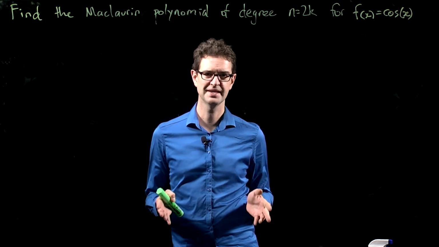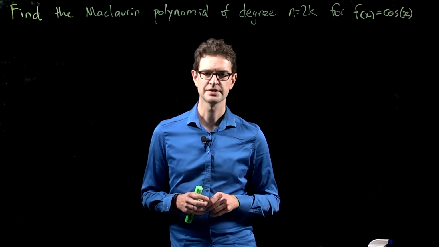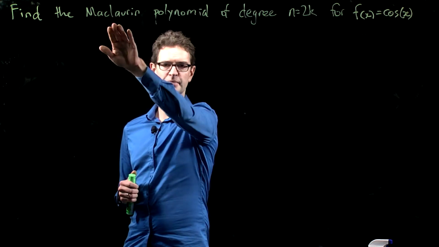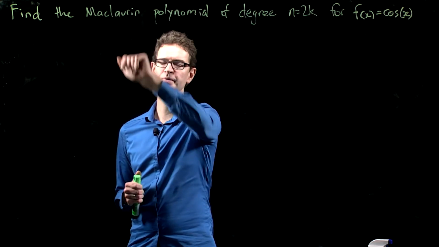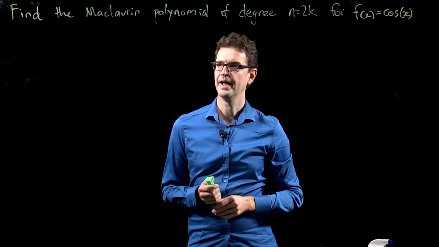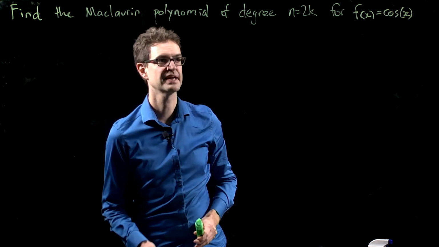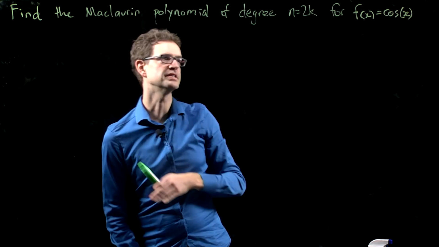Okay, so here's an example of how to find a Maclaurin polynomial. Firstly, what's a Maclaurin polynomial? It's a Taylor polynomial that's centered at a equals 0. So Maclaurin polynomials and Taylor polynomials are exactly the same thing. This is just centered at 0.